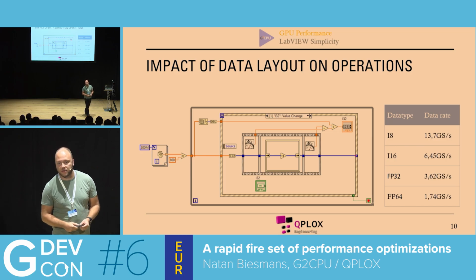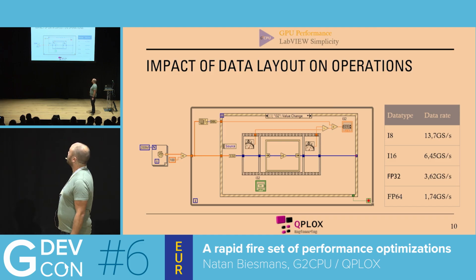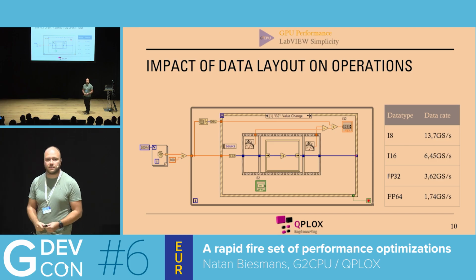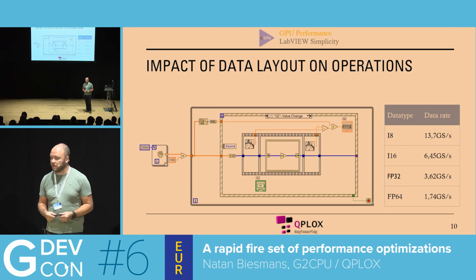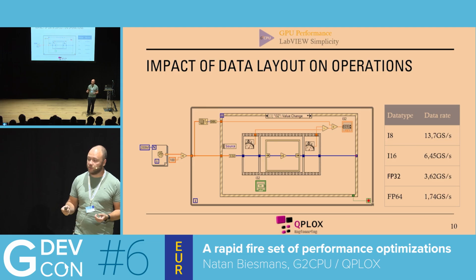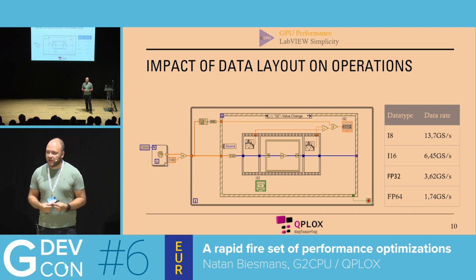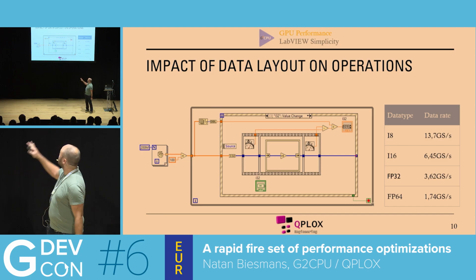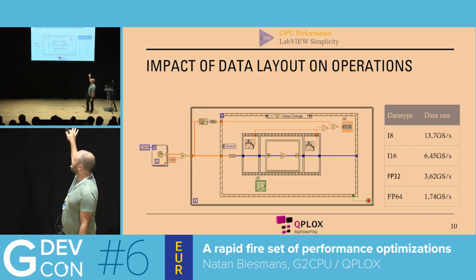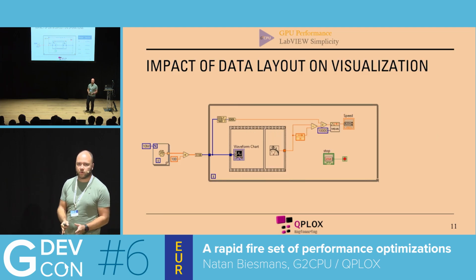There's a dramatic impact based on the data type we actually use. In integer 8, we can do this analysis at about 13.7 gigasamples per second. If we go to integer 16, it perfectly halves, 6.45 gigasamples a second, floating point 32, 3.62, floating point 64, or double floating points, it goes to 1.74. That's quite drastic. If you need high performance, if you have a lot of data coming in and suddenly your system is stuttering, this can be quite an impact. This might be the difference between buying an extremely expensive high throughput system or running it on a single board RIO.